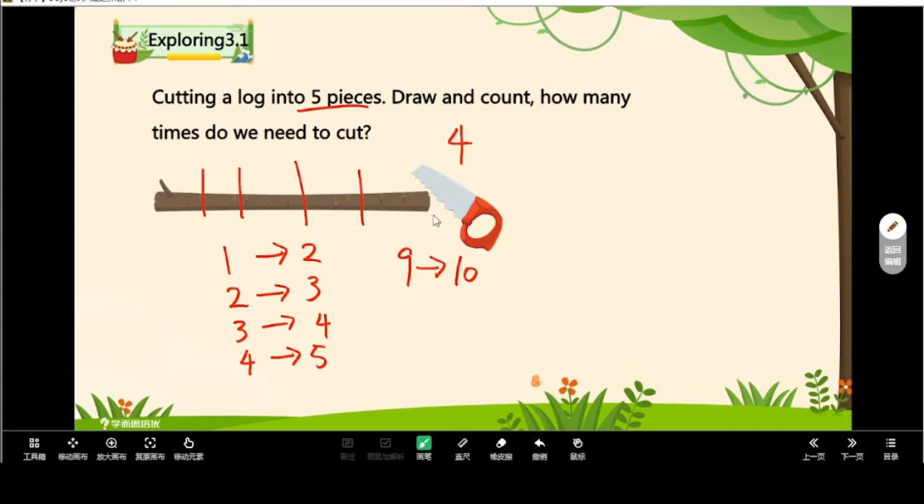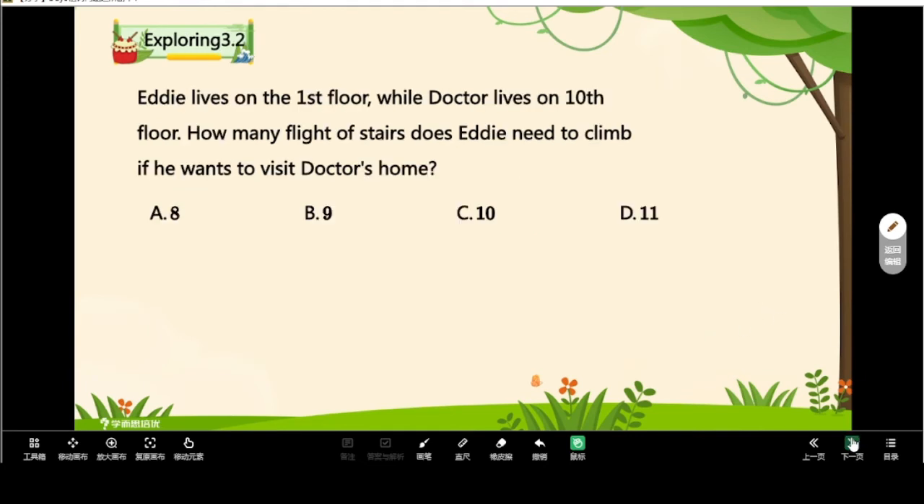Okay, now if I need to get 20 pieces, how many cuts do I need to cut? I need to cut 19 cuts. So we can know that the number of cuts is less than the number of pieces by 1. And if we need to find the number of cuts, we just need to use the number of pieces minus 1 to get the number of cuts. And this is also another type of question about intervals. Okay, and let's go to the next one.